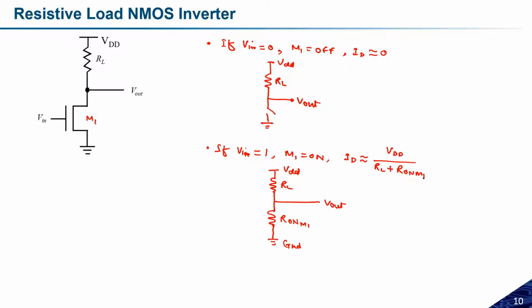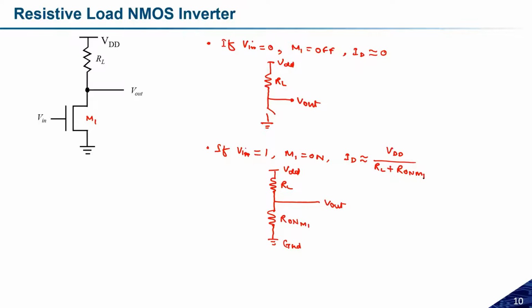In the first case there is no current flowing through the circuit, but in the second case the current flowing through the circuit depends on the value of this resistance and the sizing of transistor M1. If RL is more and Ron is more, then ID will be reduced, and if ID is reduced, power can be saved. But on the other hand, that will create some problem. What kind of problem will that create?